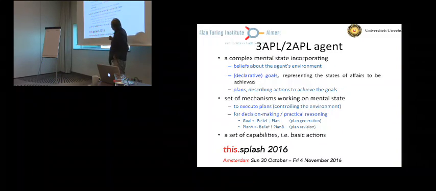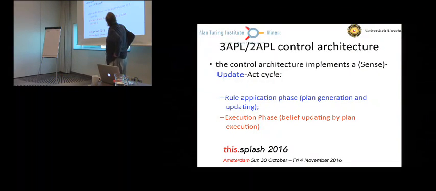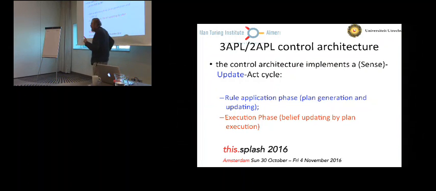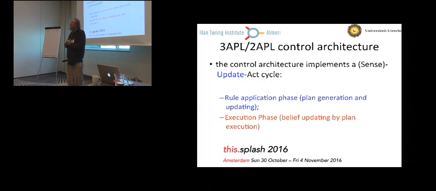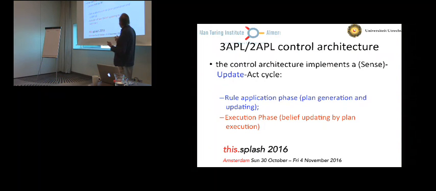And then to round this off, we have a set of capabilities, which are the basic actions of the agent. For instance, in a robot setting, these are typically move things and grip things and things like that. So we have this architecture. Actually, I spared you this, but we gave a complete formal semantics based on structured operational semantics of Hennessy and Plotkin from the 80s. But there's a lot of Greek, and I'm not sure that you are waiting for that. So I skipped that. The overall thing is you have two phases. You have a rule application phase, which is plan generation and updating, and you have an execution phase, which is belief updating by plan execution.